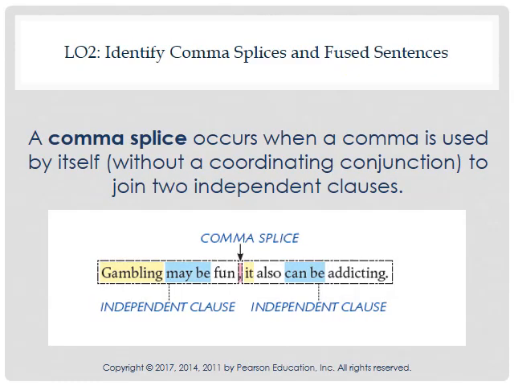An example of a comma splice: gambling may be fun, comma, it also can be addicting. Notice that the two sentences are independent because they can stand on their own. They have a subject, they have a verb. You can actually start the independent clause with a capital letter and end it with a period, and it's perfectly fine. It's a complete thought. But in this case, they put two independent clauses together rather than making them separate sentences, and they only put a comma in between. So we're going to go over some ways to correct that.